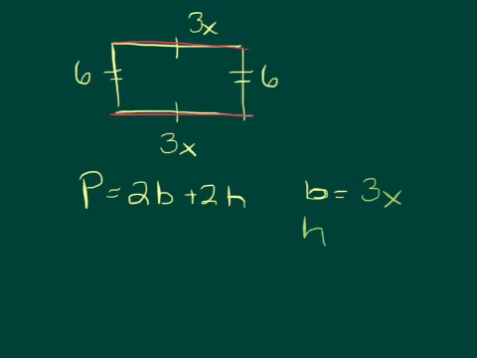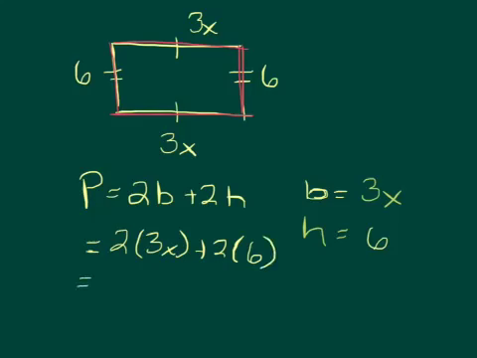What's our height? Okay, our height, again, is this length right here. It's just 6. So now I can plug in my base and my height to my formula to find the perimeter of this rectangle. So 2 times the base, 3x, plus 2 times the height, 6.